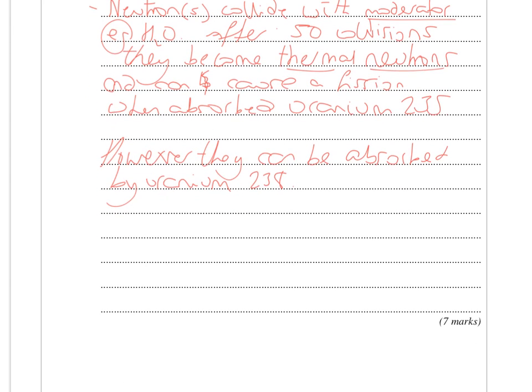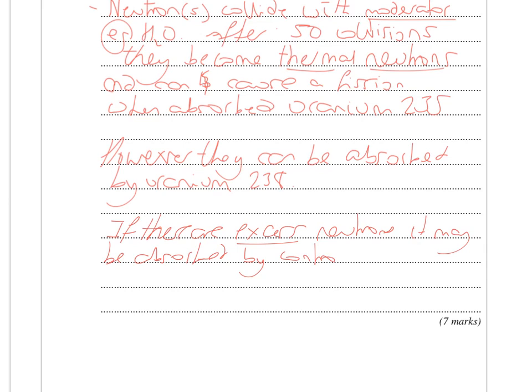And then in terms of other things, if there are excess neutrons, they may be absorbed by control rods. Control rods, because you want an average of 1 neutron emitted per fission reaction, so it can cause 1 subsequent fission. So that's what you're aiming for, so it could be absorbed by one of the control rods to stabilize the reaction there. So that's what's going to be happening there.